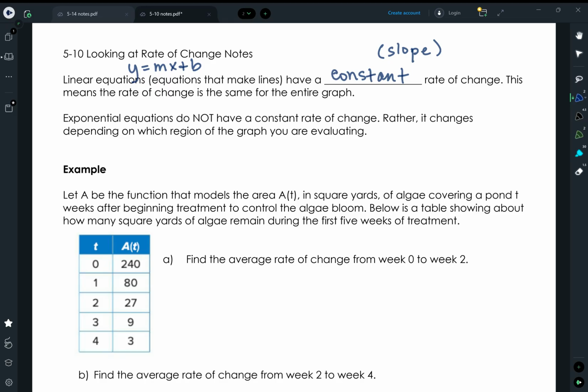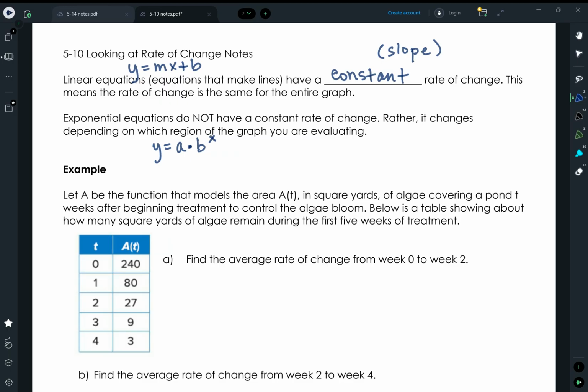So exponential functions do not have a constant rate of change. Rather, it changes depending on which region of the graph you are evaluating. So let's think about what that equation looks like. Exponential functions are in the form y equals a times b to the x power. So remember what happens is that we are multiplying b over and over and over again.